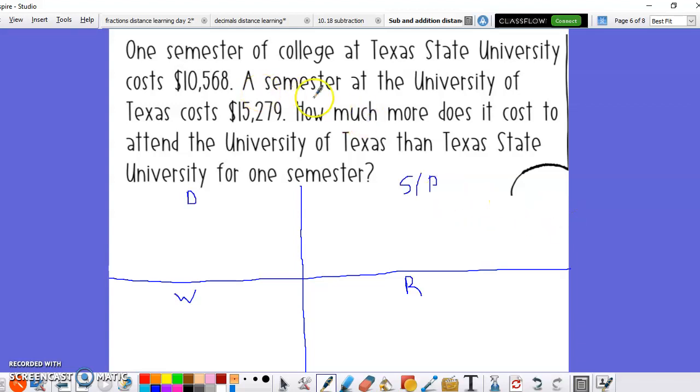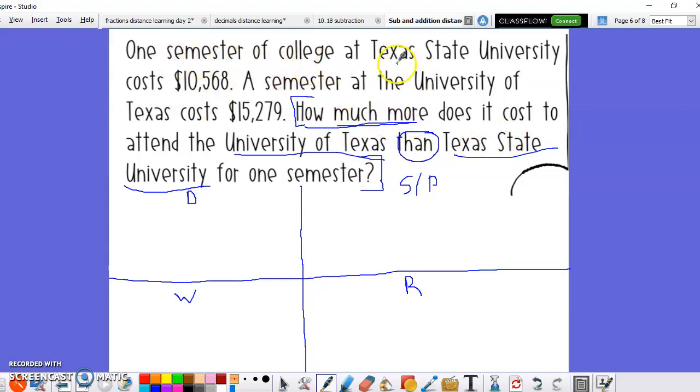So when I'm going back and I'm looking at my question, I'm going to box in my question. How much more does it cost to go to the University of Texas than Texas State University? So now I'm also looking at some of these words in here. This than is saying that I have how much more is it here than here. So I am subtracting. Well, now I need to go back and get my information.